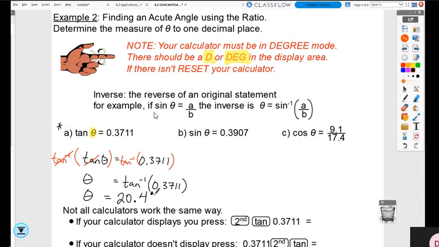Now, we have a question. Can I have a look at what you typed in? You have to put in 0. Oh, it's not 0.37, it's just 0.37. Yeah, and then second function, tan. There you go. Okay.